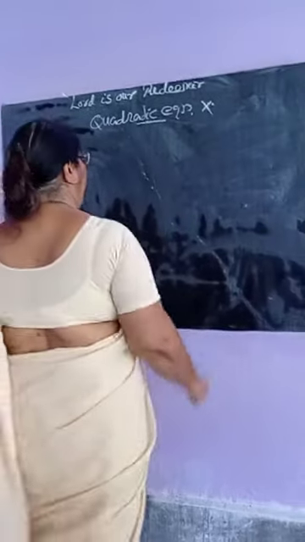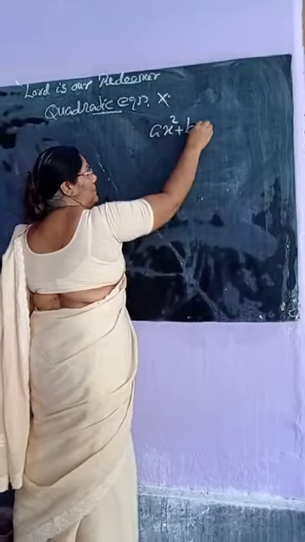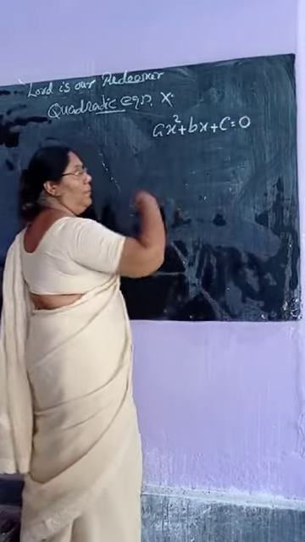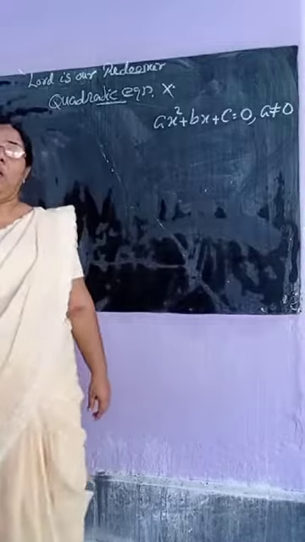Write the heading, quadratic equation. Write down the definition. An equation of the form ax square plus bx plus c equal to 0, a not equal to 0, is called a quadratic equation.